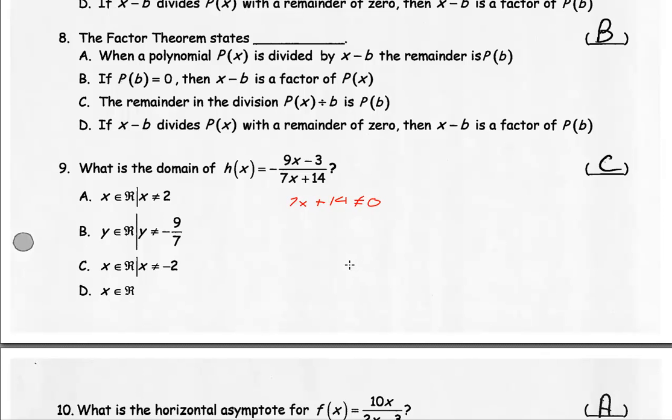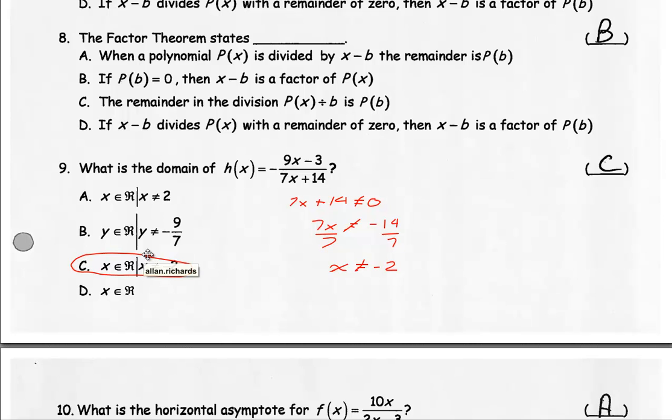Because if it equals 0, you're dividing by 0, and the h of x value would be undefined. So if we solve for x here, bring the 14 over, so we would get 7x equals negative 14, and then divide out the 7. I should have not equal to here. So x cannot equal negative 2. And so that's why C is the correct answer here.